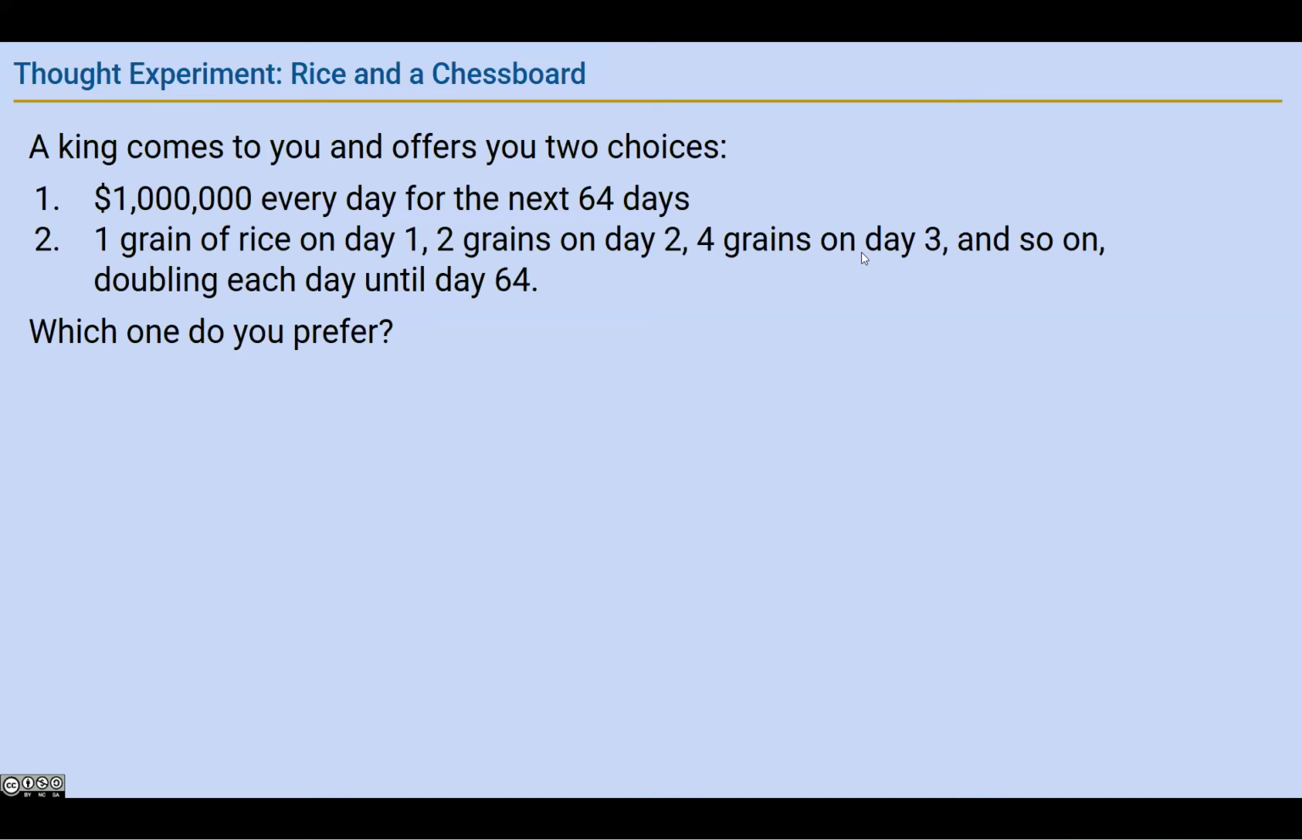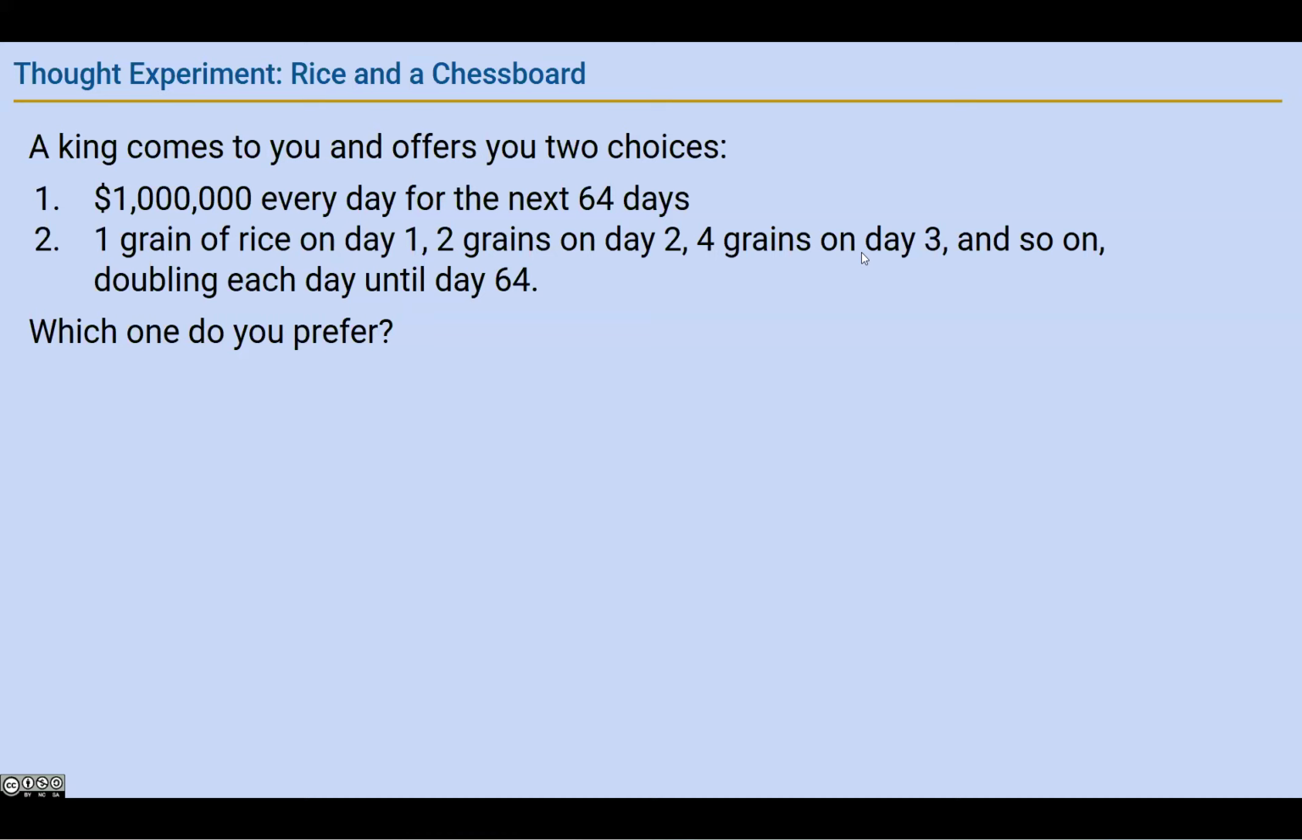So the king offers the inventor of chess these two options. The first one is $1 million a day, every day for the next 64 days. The second option is 1 grain of rice on day 1, 2 grains on day 2, 4 grains on day 3, doubling every day until day 60.